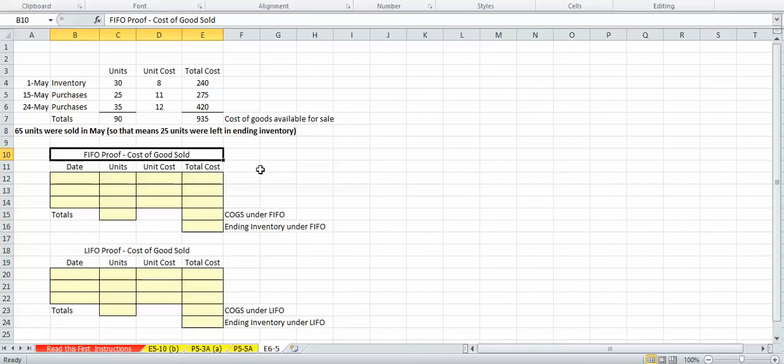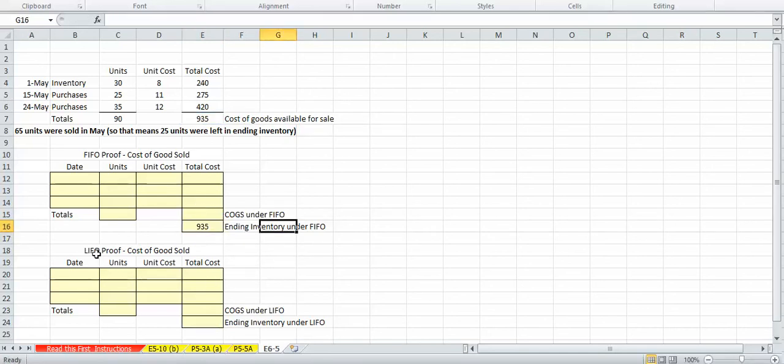So if we sold 65, the first one in was this. So we need to have 65 units. So we're going to basically have, we'll put the May one here, 30 here, 8 here, and that's going to equal 240. So we subtract 30 from 65, we get 35. So we need 35. So then you'll have 25 at 11 and 5 at 12, and that should give you a cost of goods sold under FIFO. And the difference, the ending inventory, is going to be 935 minus whatever this is.